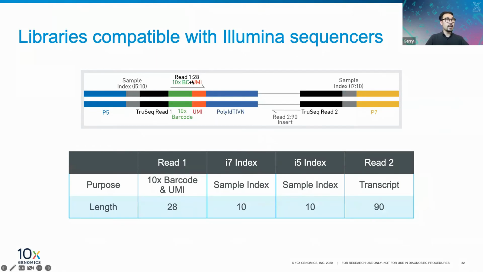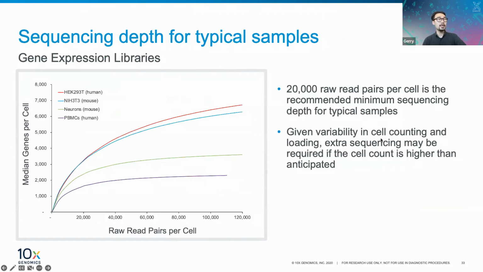So this is the library construct. And yeah, so for read one, we recommend a read length of 28 cycles, 10 each for the I7 and I5 index, since these libraries are dual indexed. And finally, we recommend 90 base pairs for your actual insert of interest. The sequencing depth for typical samples, we recommend 20,000 raw read pairs per cell.